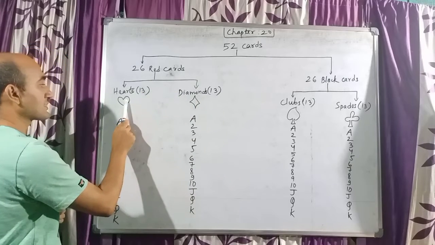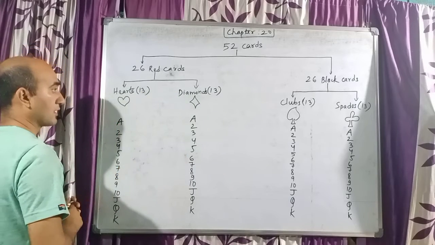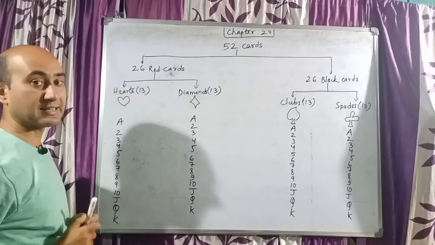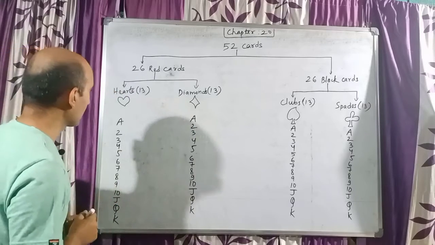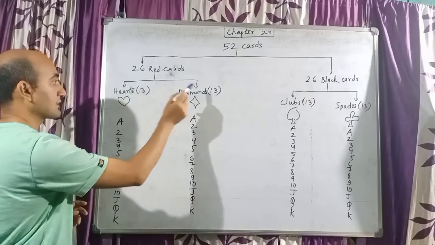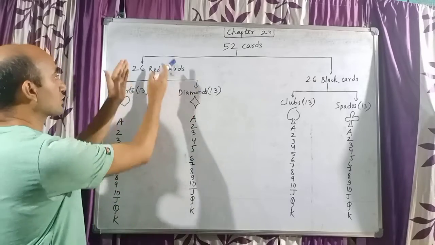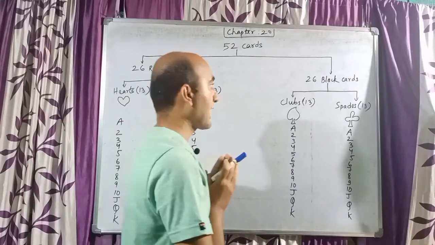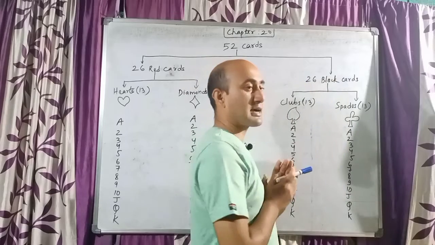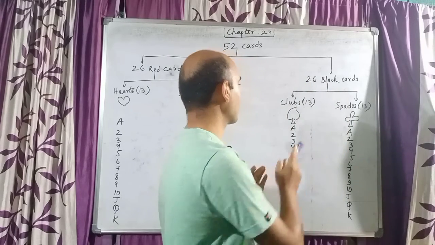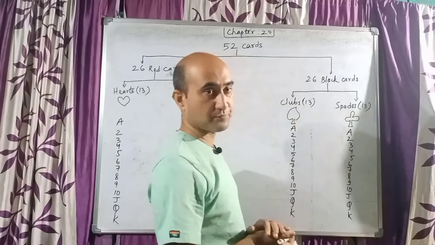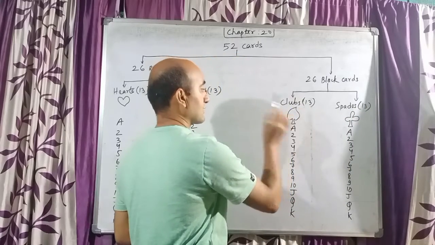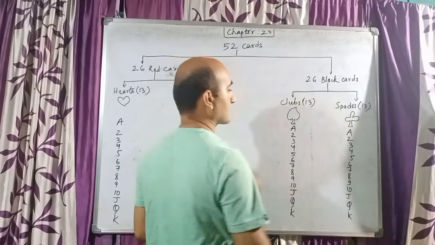They are all red in color, whereas I don't have red ink to draw, so otherwise it is red in color. So 13 heart cards and 13 diamond cards. So in total 26 red cards, and 26 black cards are further divided as 13 club cards and 13 spade cards. So club is such in shape and spade is such in shape.